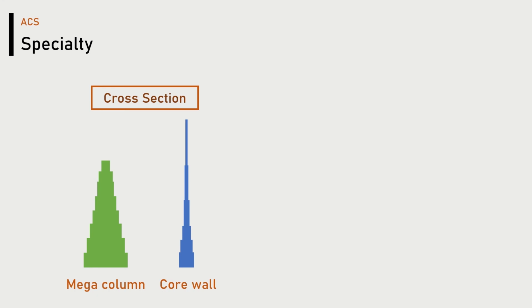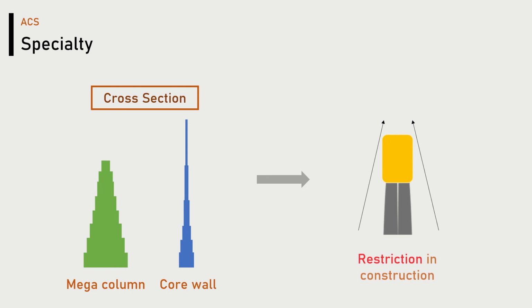In particular, Lotte Tower has smaller sections of core walls and mega columns as it goes higher. That is, the slip form cannot be used because there are restrictions on construction due to changes in the cross-section of the core wall.